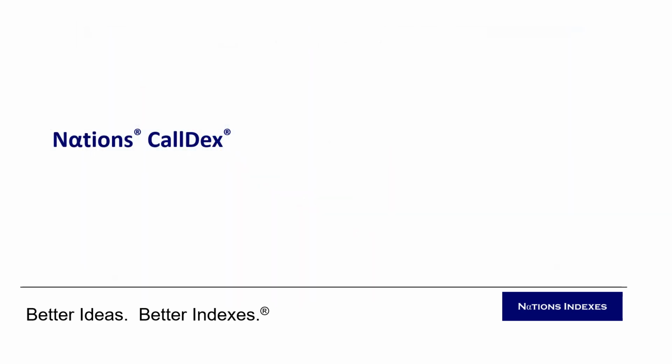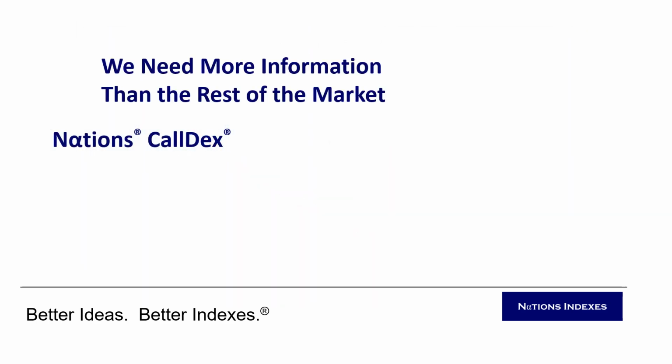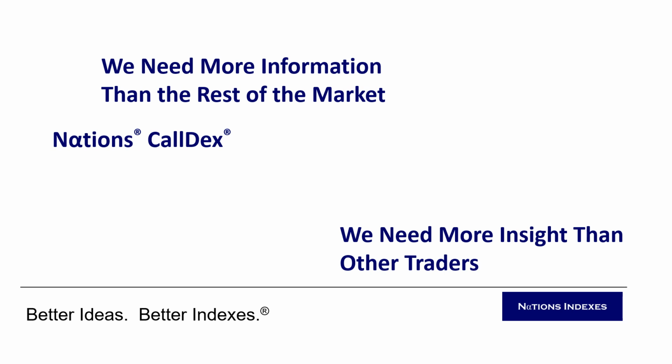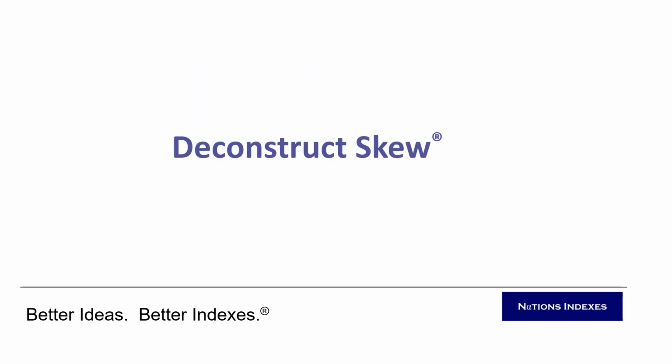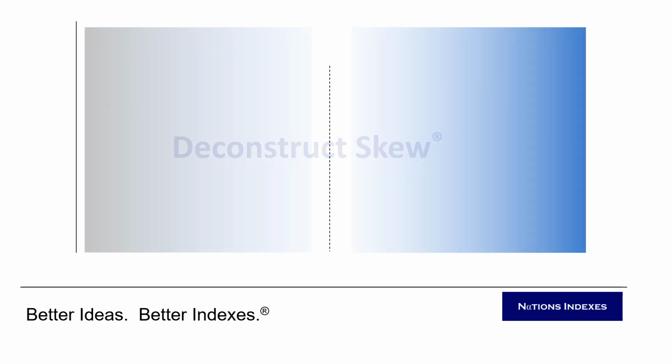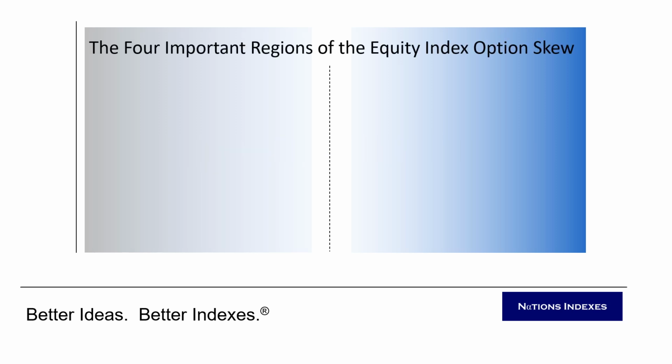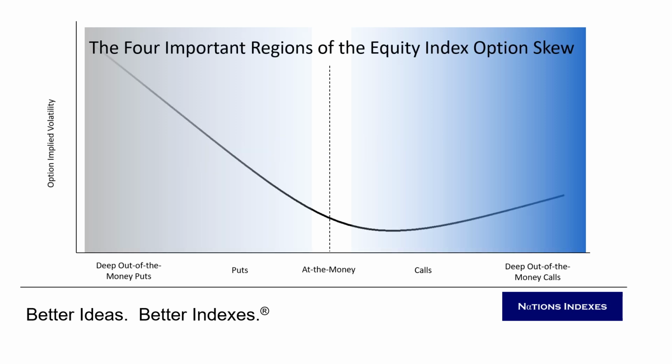Now that we know that it's better to have more information and insight into what each portion of the option skew is doing independently of all the others, and that it's possible to vastly improve your understanding of current market dynamics, the question becomes, how do we do this? At Nations Indexes, we do this when we deconstruct skew. How can we deconstruct skew? At Nations Indexes, we begin by looking at the four important regions of the Equity Index Option Skew.